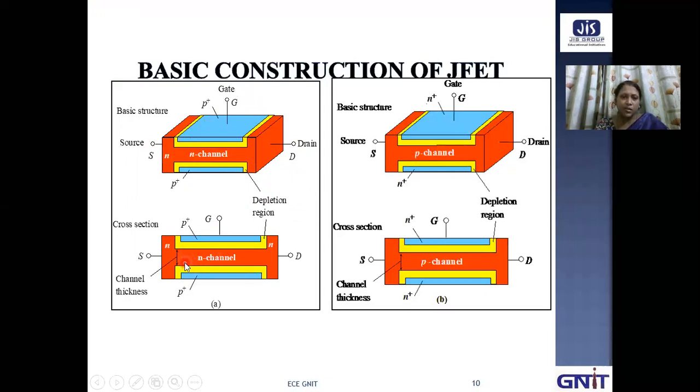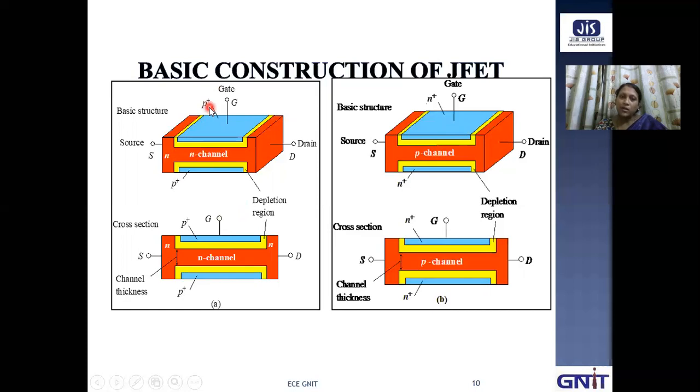So this distance is called channel thickness, and this region is the channel. So what is this yellow region showing? This sky colored region is actually the metallic contact, but the yellow region is actually P type doping. P plus. Here we can see that this is P plus.